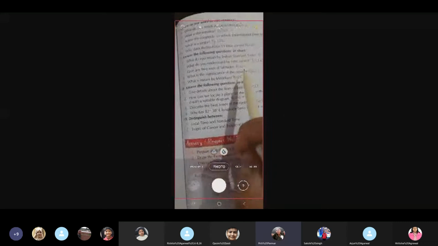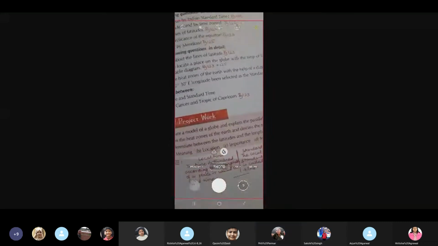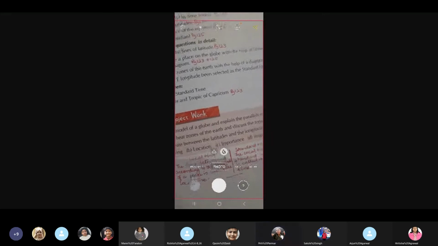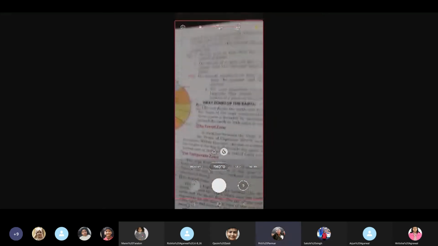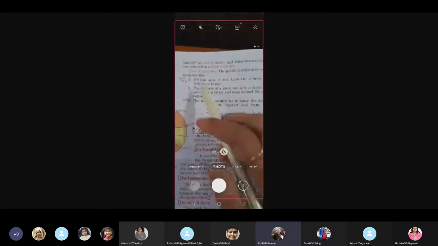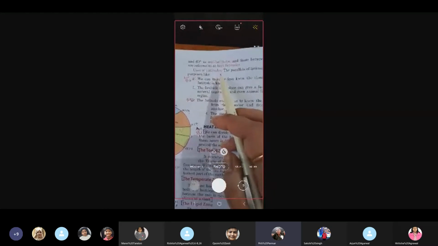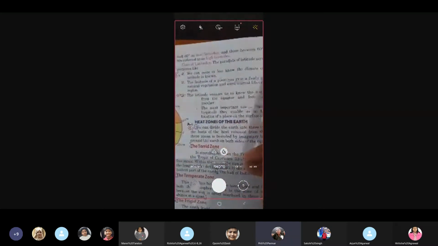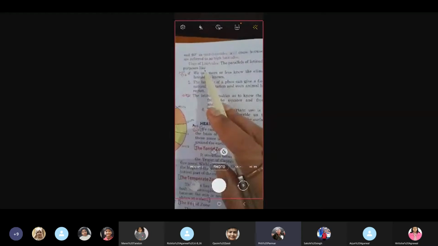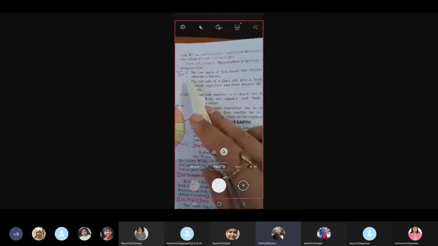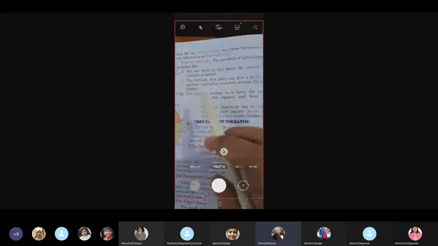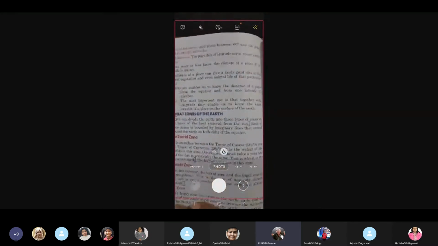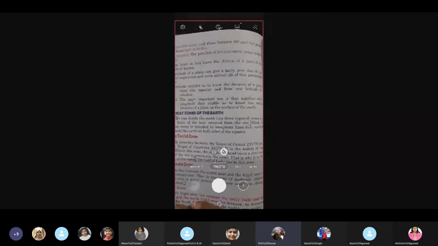Page 124. Open page 124. You will write uses of latitude. The parallels of latitudes serve many useful purposes like number one, put a tick mark, you'll do this one. We can more or less know the climate of a place if its latitude is known.